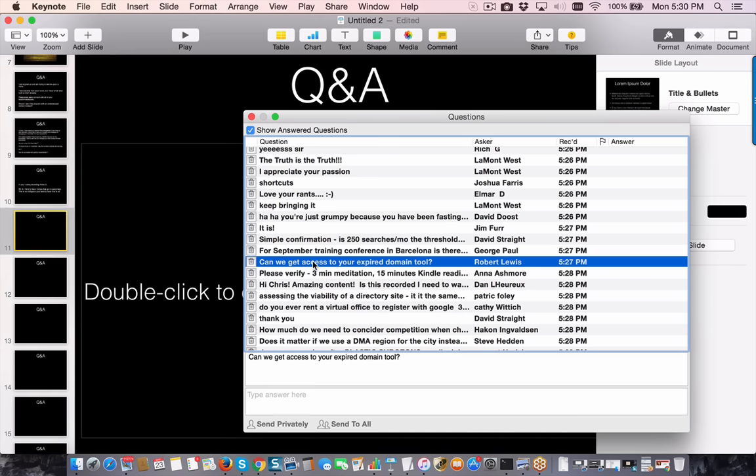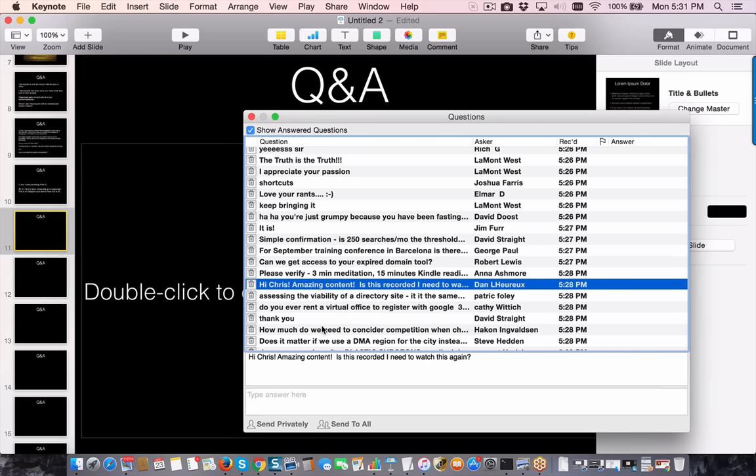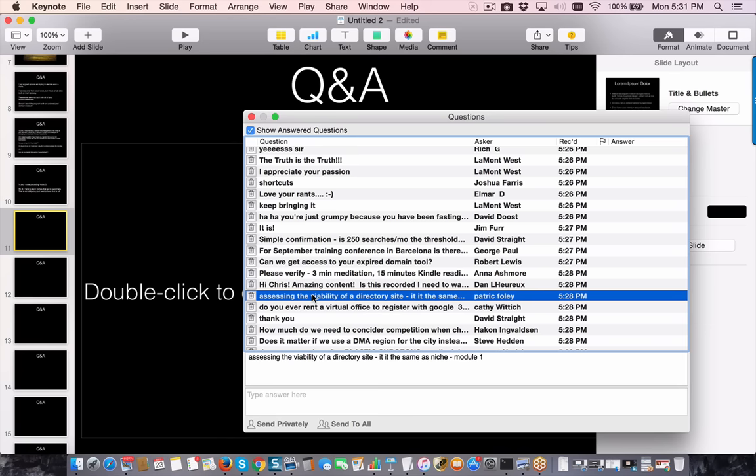Can we get access to your expired domain tool? No, we don't. We're not in the business of that. We're on that narrow road of success, and we've got a lot of different tools we could go out and start selling. That's just not what we're doing. That's not the business we're in. But if you're a member and you go to module 7, you can just read through there and you can get as many as you want from us. You just got to follow the direction on that end of it. So, good content. Yeah, it's recorded. They always record them.